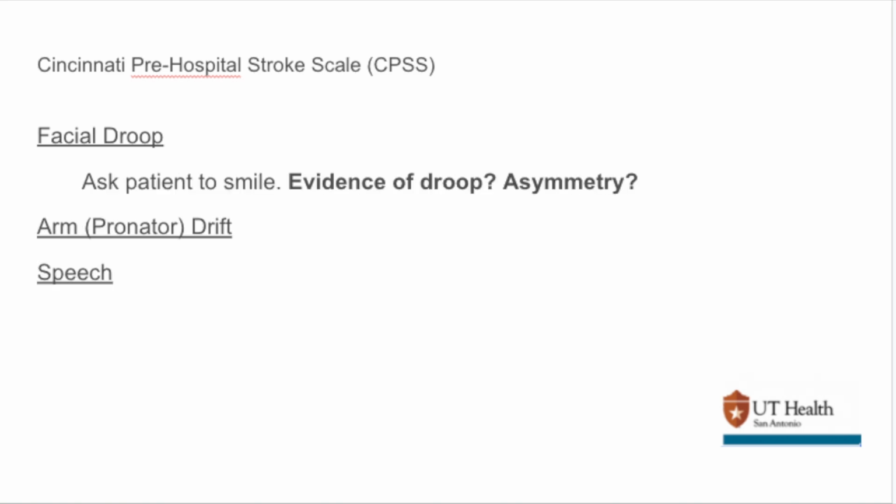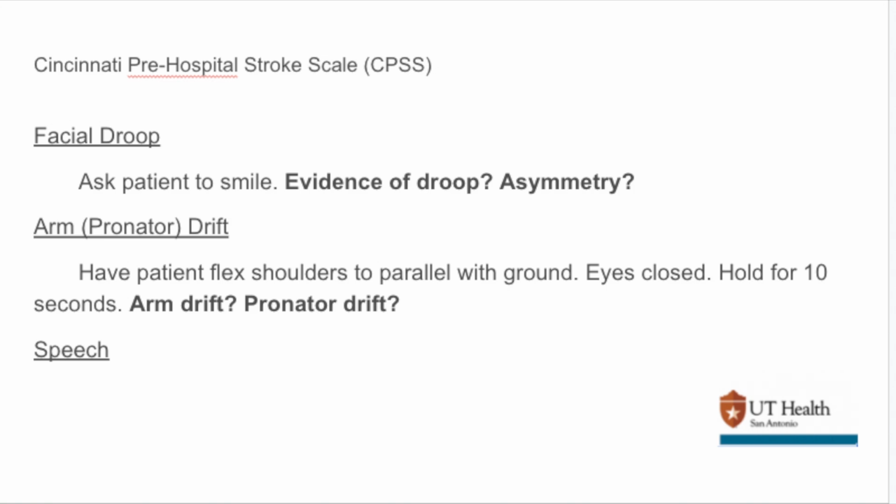When assessing for facial droop, you can ask the patient to smile. If you notice either side of the face appearing droopy or even asymmetrical at all, this should raise your suspicion for a positive finding. When assessing for arm or pronator drift, you should ask the patient to flex both of their arms at the shoulders directly in front of their body to at least 90 degrees and ask the patient to shut their eyes. And if you notice either arm drooping downward, drifting downward, or experiencing any sort of asymmetric strength, this should raise your concern for a positive finding.